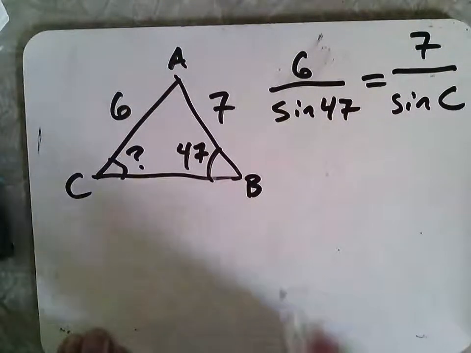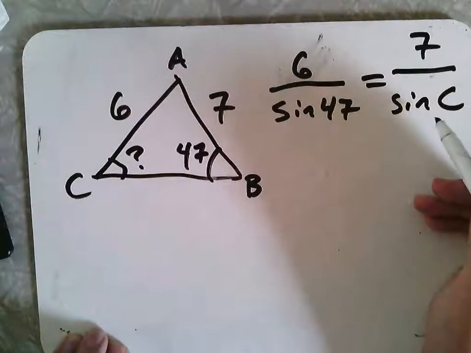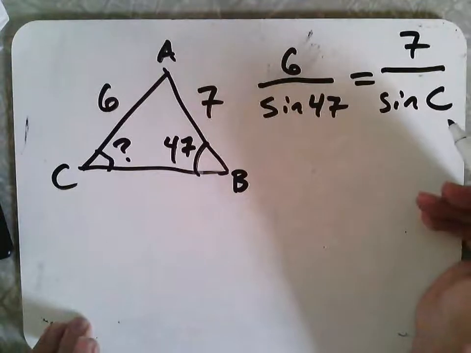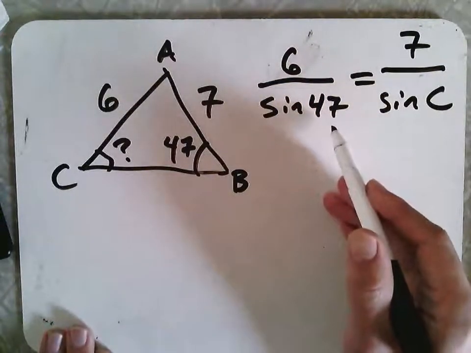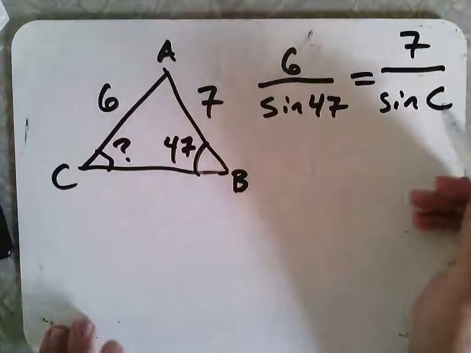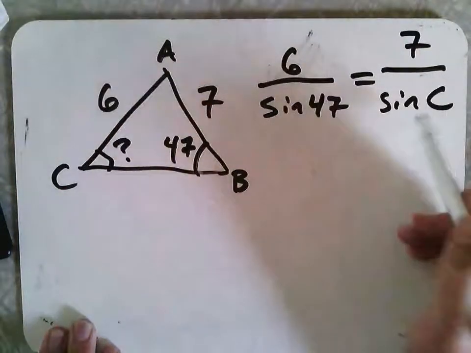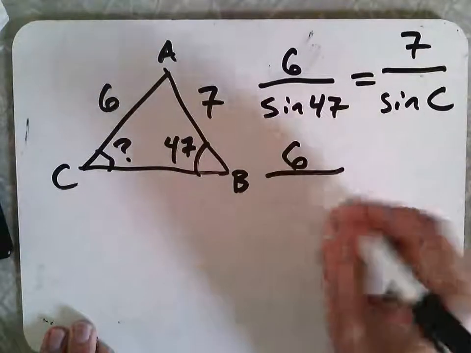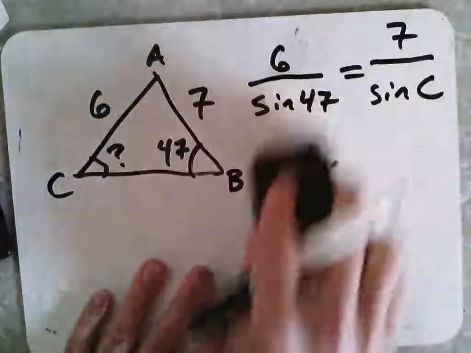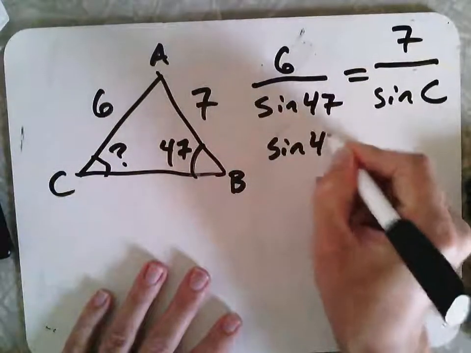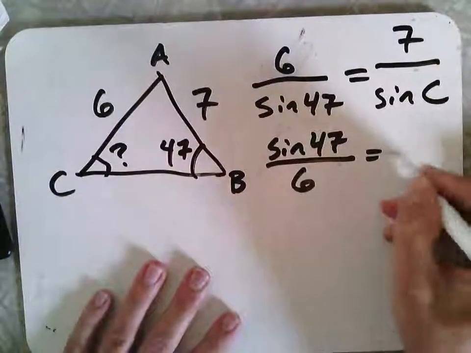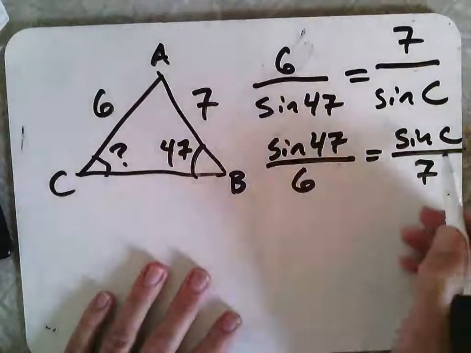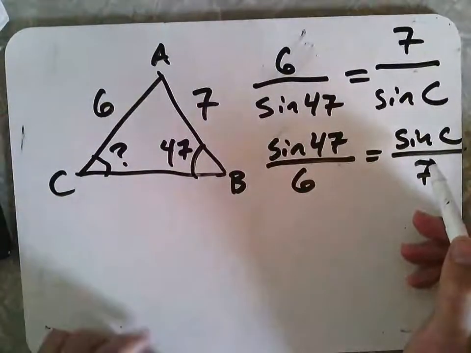Now we just have to do some rearranging. And again, this is why I always keep hassling you about solving for something in the denominator. That's what we have to do. We can do a little shortcut here, though, to not have to worry so much about some of this stuff. Because I have two ratios, one on each side, it's very easy. Just flip both sides. So this becomes sine of 47 over 6 equals the sine of C over 7. That makes it a little bit easier. Now the variable we're looking for is no longer in the denominator.